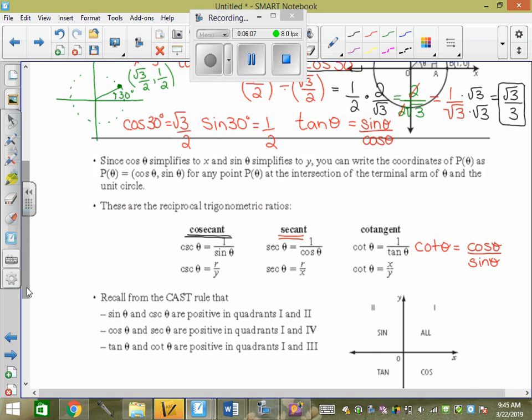So cosecant is 1 divided by sine, which we can pull off the unit circle. Secant is 1 divided by cos, which we can pull off the unit circle. Cotan is cos divided by sine, which we can pull off the unit circle. So we can get every trig ratio by just using the unit circle, can we not? So let's find the other three.